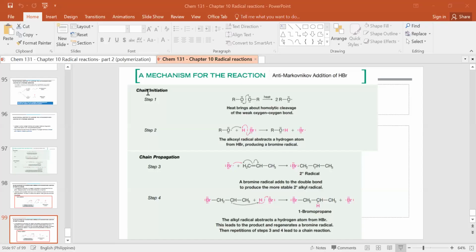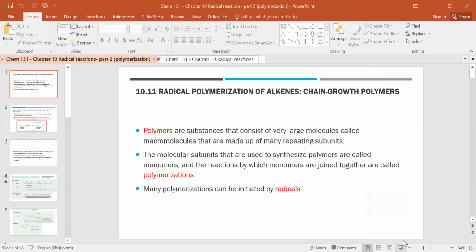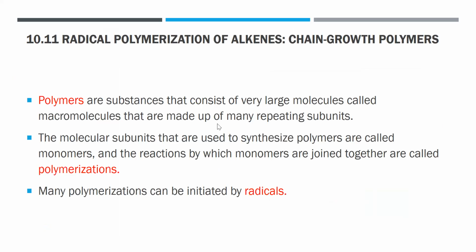Okay, so now we'll proceed to another kind of reaction for your alkenes, and that kind of radical reaction is what we call radical polymerization. By the way, whenever you have peroxides, the reaction always proceeds via radical polymerization. So for this section, we'll be talking about the radical polymerization of alkenes.